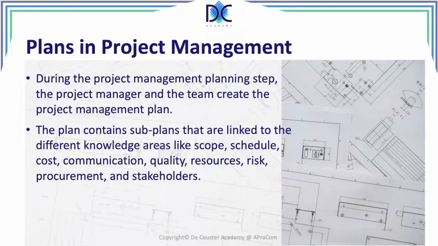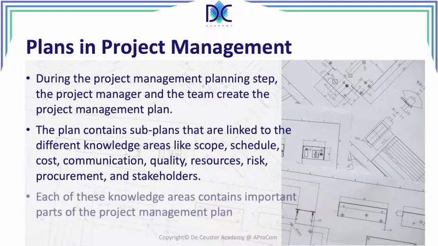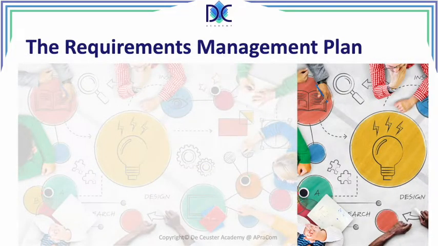And those subplans are linked to what we call the different knowledge areas. And we talk about scope, schedule, cost, communication, quality, resources, risk, procurement, and finally stakeholders. Each of these knowledge areas contains important parts of the project management plan. Let's start from the scope and go through the different knowledge areas in the order like they were in fact defined in the PMBOK and in the other set of documents from the PMI.